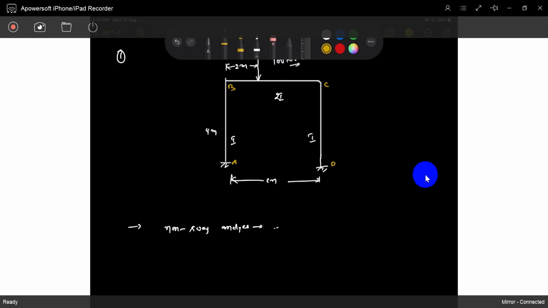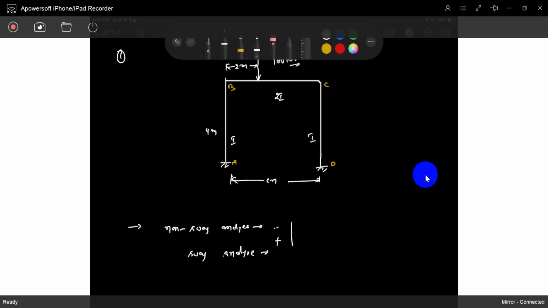But here it experiences sway. That's why you calculate by non-sway analysis. Later you will find HA plus HD and get some value. That means that much sway force is there. Understood? For that sway force we have to calculate the sway moments. That means sway analysis.